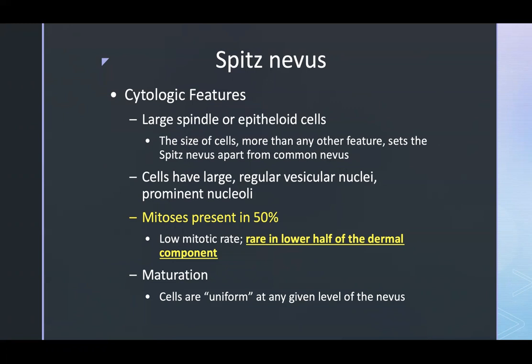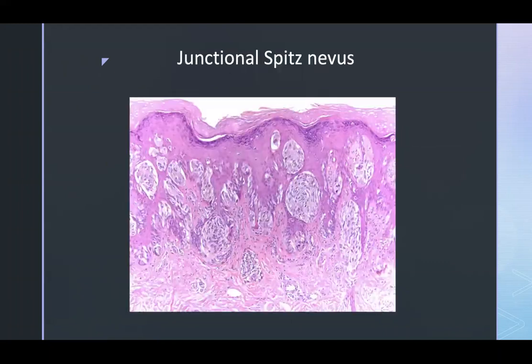Oftentimes the nests are expanding the papillary dermis. There are mitotic figures in 50% of these Spitz nevi, but they usually have a low mitotic rate, and they're rare in the lower half of the dermal component. The maturation of these cells is uniform at any given level of the nevus as well.